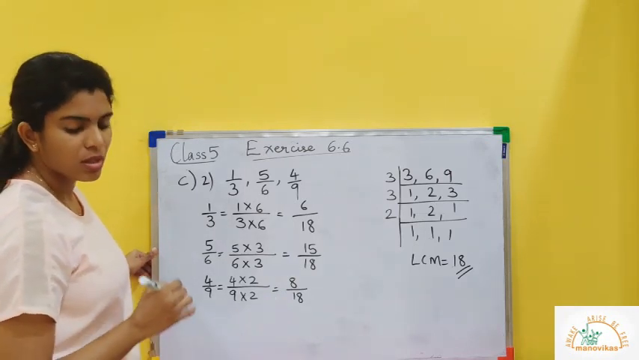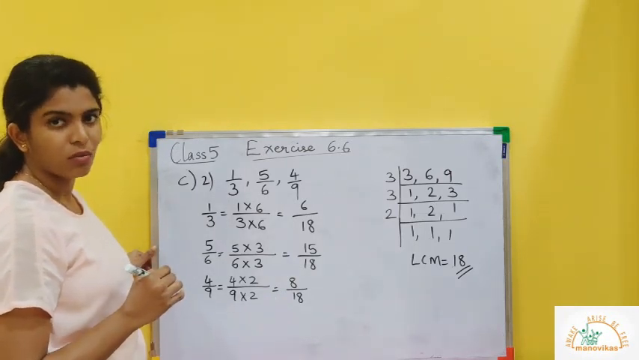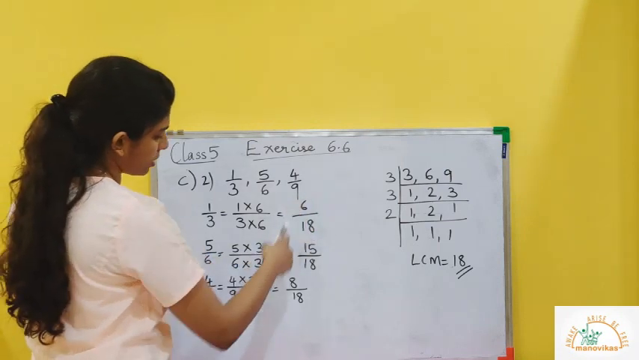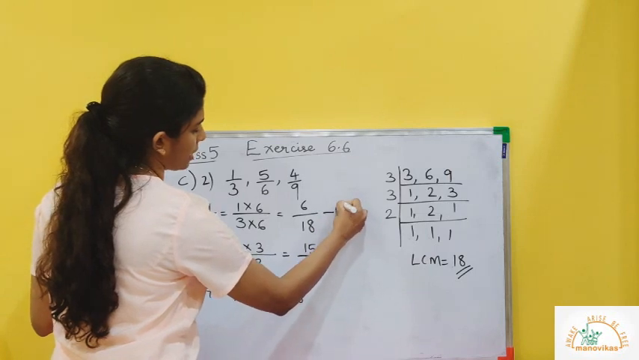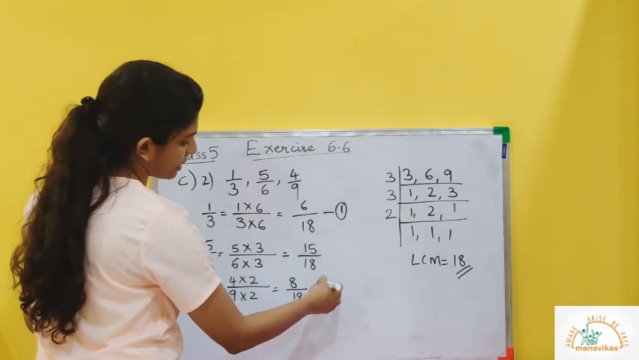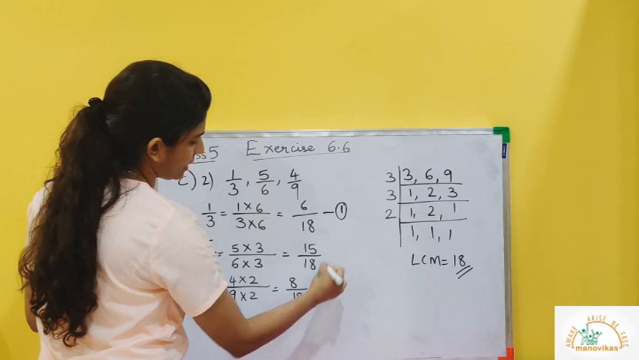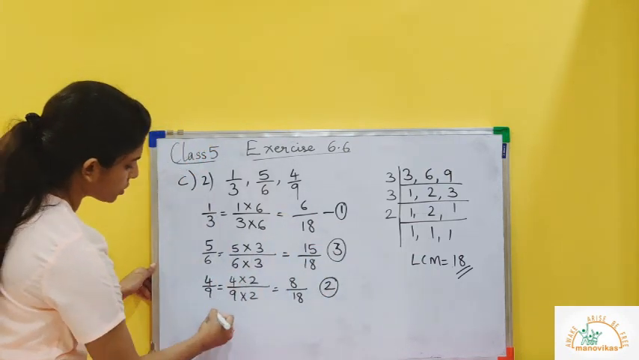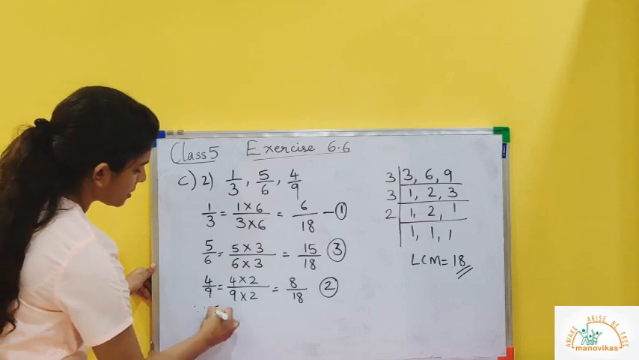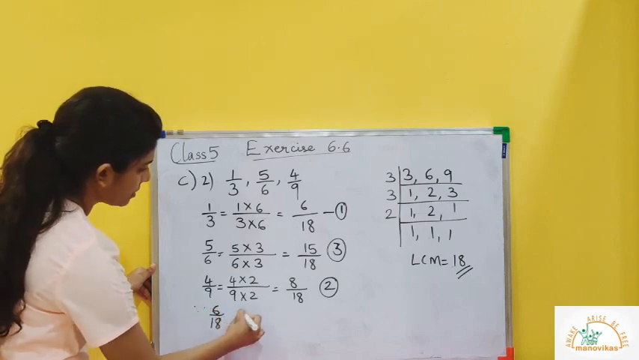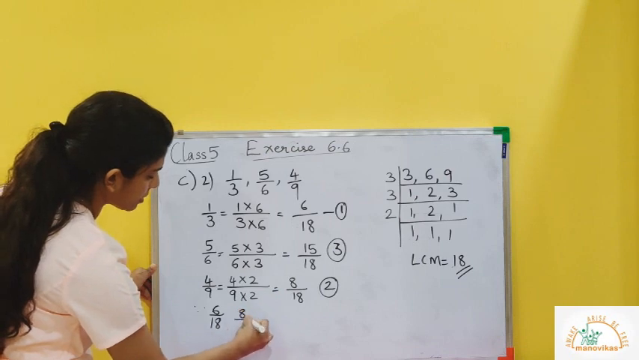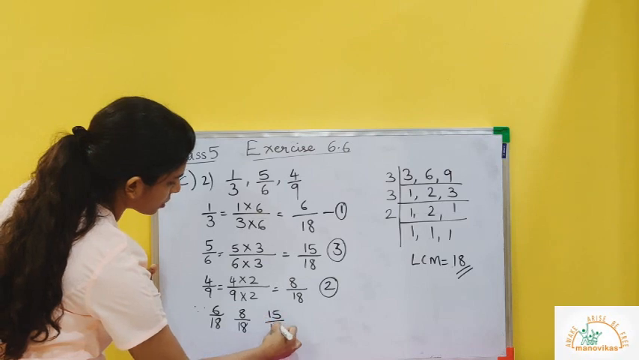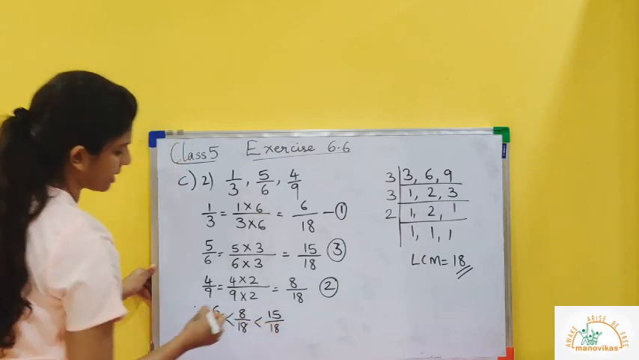Now the question was, write in ascending order. What do you mean by ascending order? From small to big. Now which one is smaller here? Yes, the 6 upon 18 is smaller. Then which is the next number? Yes, 8 upon 18, and 15 upon 18 is greater. So how will you arrange it? First you will write 6 upon 18. Next number will be 8 upon 18 and the last number is 15 upon 18. And you put the signs.